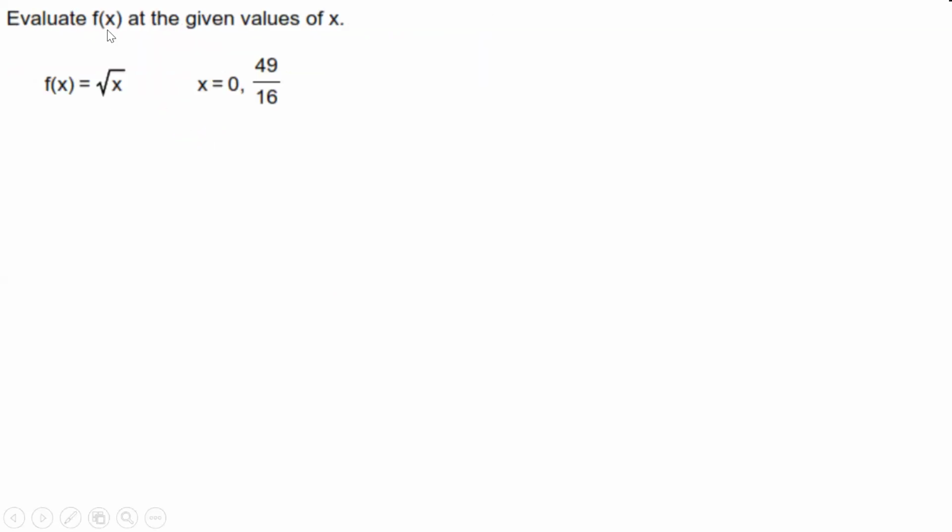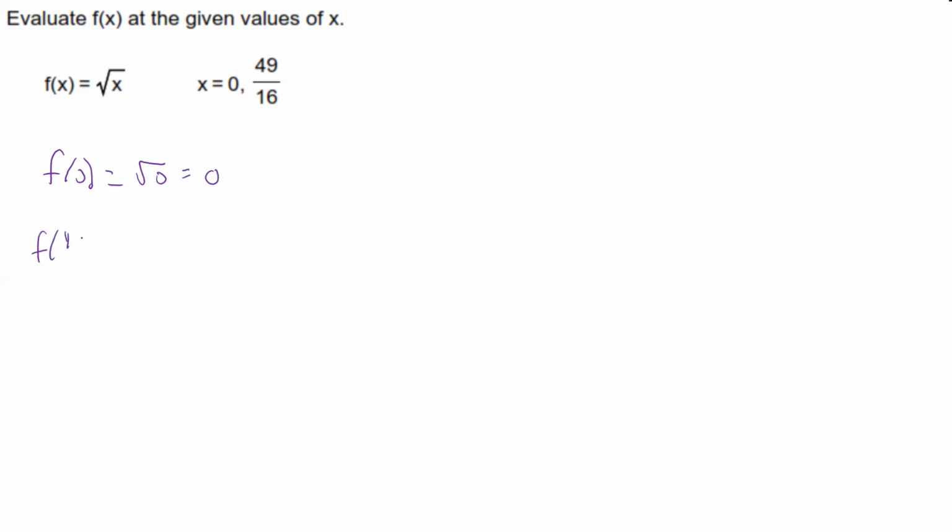What about here? Evaluate f of x at the given values of x. So we have f of x is equal to the square root of x, and we're supposed to plug in x is 0 and x is 49 over 16. So f of 0 is equal to what? Well, that's the square root of 0. Well, that's just 0.